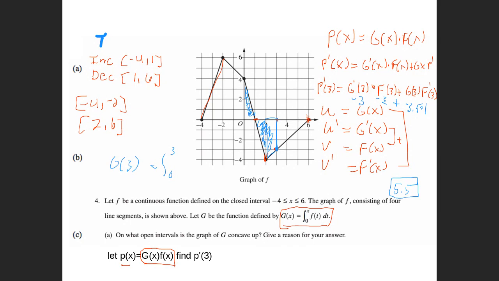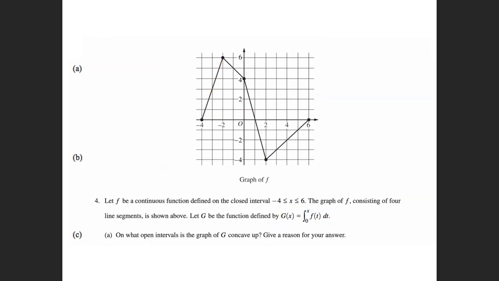Okay, now part C, so I'm going to erase this. So part C, this is what it asks. This is another really awesome problem. Kind of gets into what we're going to do today a little bit. It says find the limit as x approaches 2 of this function, g of x over x squared minus 2x.